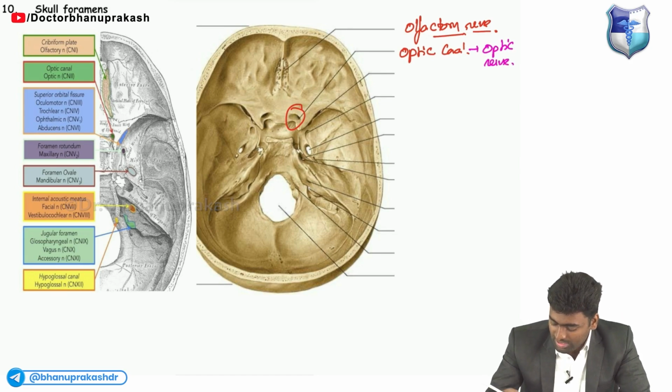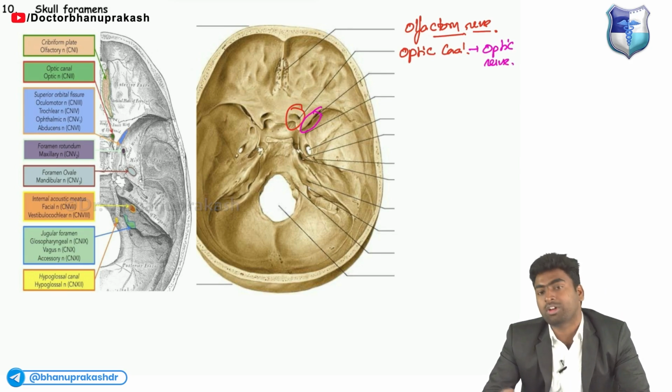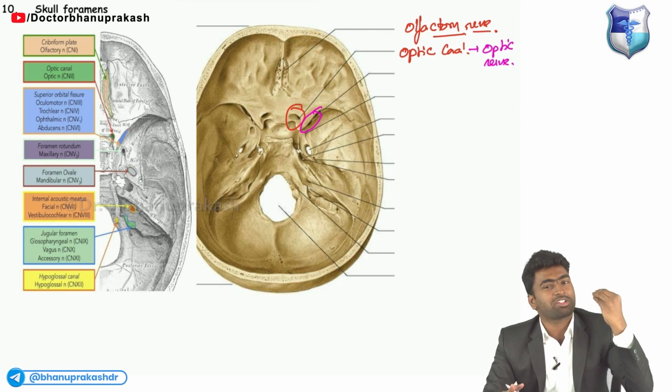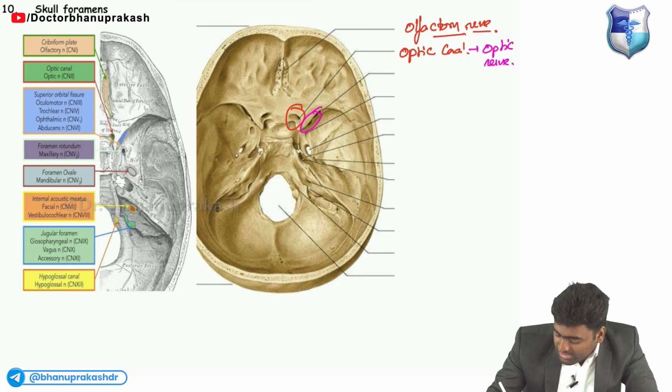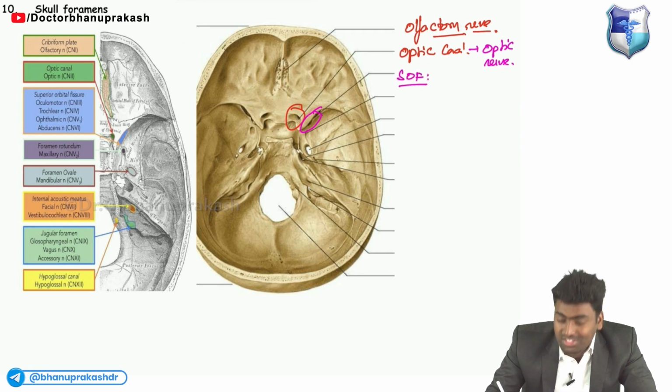This is the optic nerve. And next, this is the most important. Why is it most important? Because most of our extraocular muscles' nerve sensations will be carried through this. It is the superior orbital fissure. This is the superior orbital fissure.